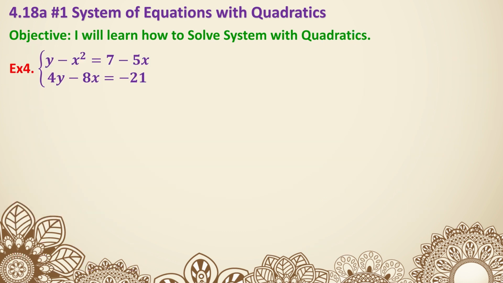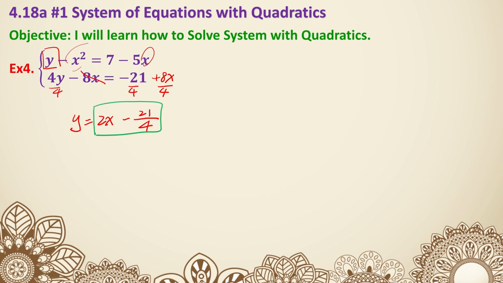Moving on, example 4. This time, as you can see, same thing. The first equation, you already have the x squared and the x. So it's going to be easier to actually solve for y. So let's solve for y with the second one. Add 8x on both sides. So that's going to get rid of that. Then we can divide everything by a 4. Y is 2x minus 21 over 4. And then we can replace that into the first equation.